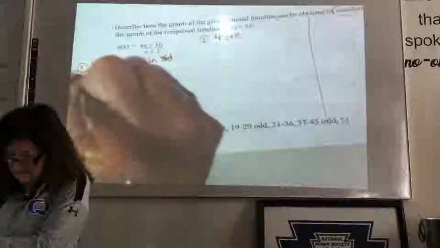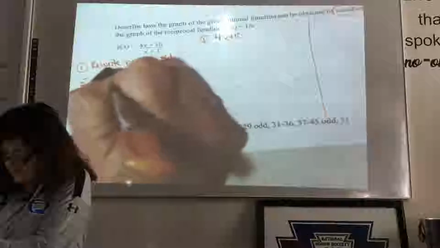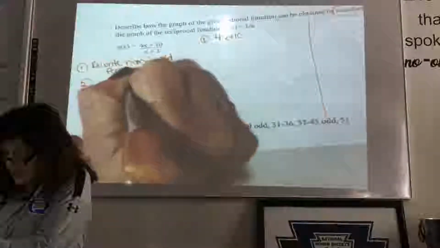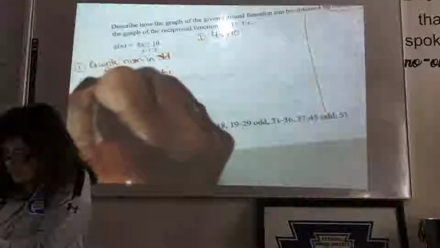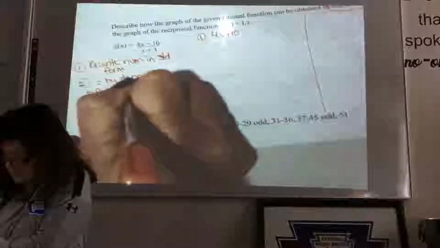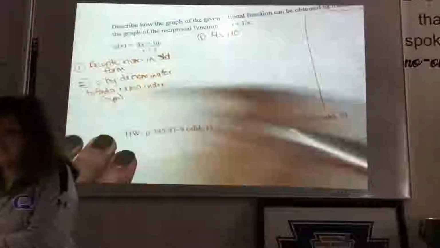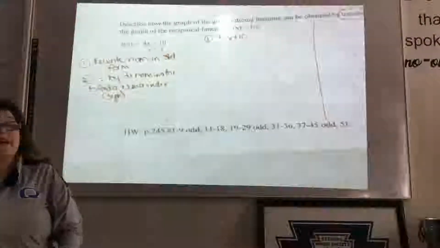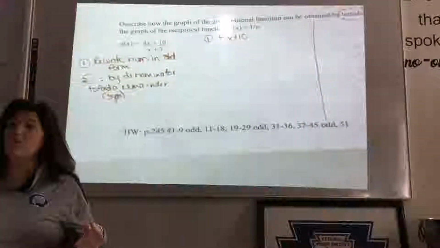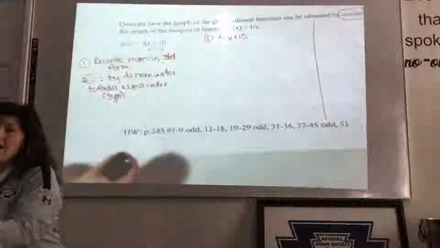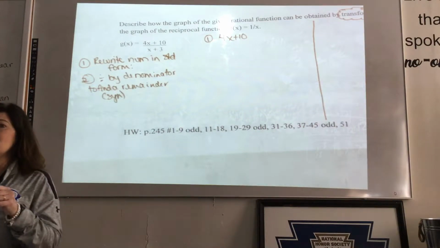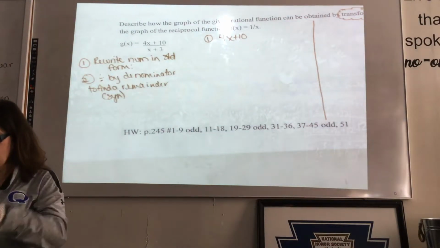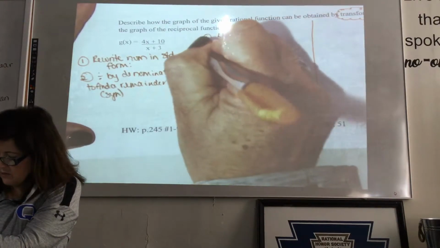Second step, we're going to divide by the denominator to find a remainder. And we're going to use synthetic division for that. The purpose of rewriting it in standard form is so that we are already set up to do our synthetic division, because we need the numerator to be in standard form before we can do synthetic division.